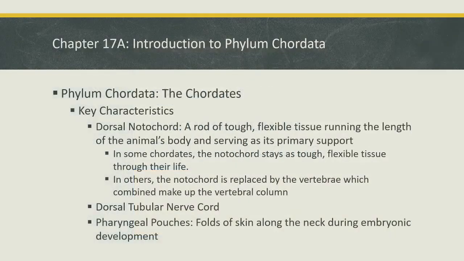Phylum Chordata, also known as the chordates. The three key characteristics of chordates is first a dorsal notochord. And what that is, so, dorsal, that's a term that we've already talked about before. Dorsal, of or pertaining to the back. So, if you think of a dog, the dorsal side would be at the top. If you're thinking of us, because we're upright, the dorsal side is toward our back.